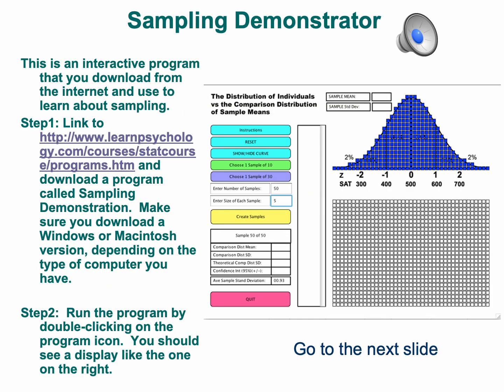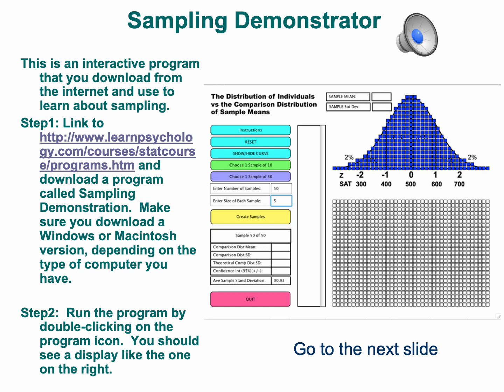Okay, now we're going to do an interactive program, a kind of demonstration that's going to let us change parameters and aspects of our sampling so that we can see what happens to the distribution of means. The first thing we've got to do is go to the website where this program resides. We're going to go to that website, download it to your computer, and then run it from your computer. So go to the web page that's indicated in this slide at learnpsychology.com.